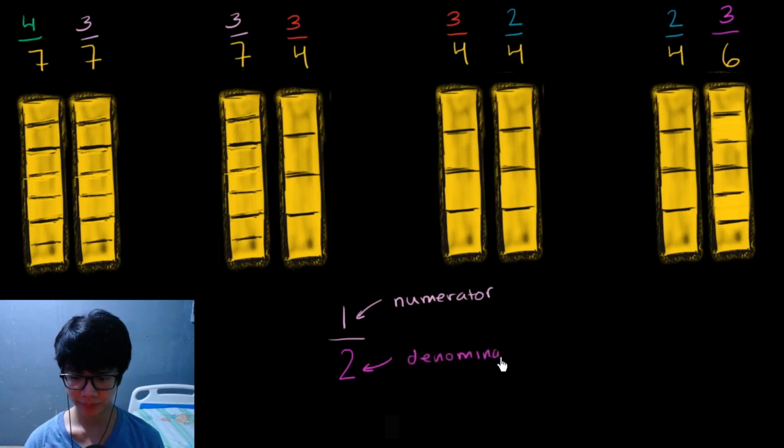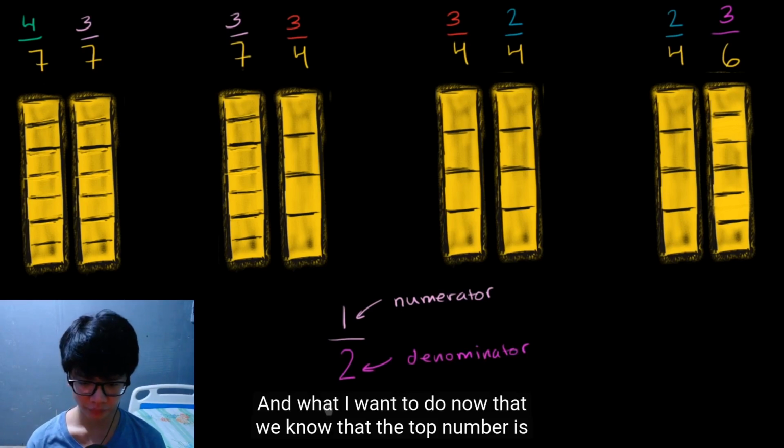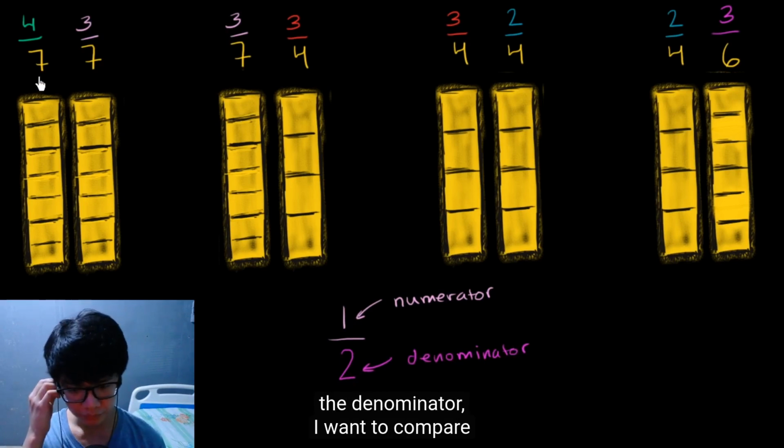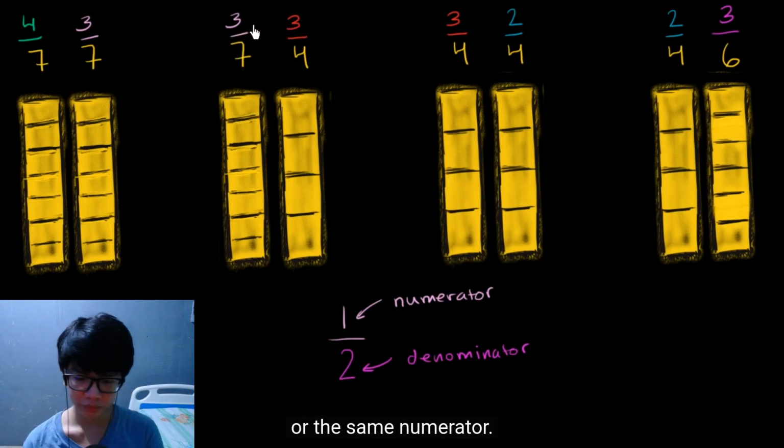Denominator for the bottom number. Now what I want to do now that we know that the top number is the numerator of the fraction, the bottom number is the denominator, I want to compare pairs of fractions that have either the same denominator or the same numerator.